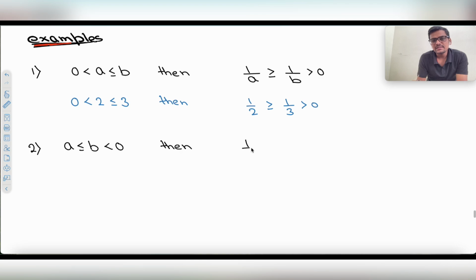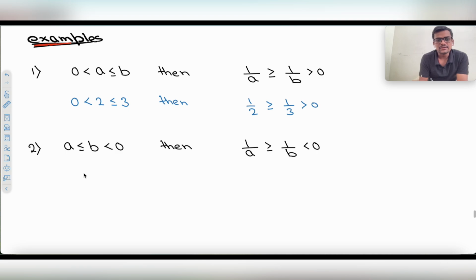Then what will be the inequality in 1 by A and 1 by B? See, this reciprocal function is strictly decreasing in the negative domain also. That's why the inequality will change to greater than or equal to here also. But because A and B are negative, its reciprocal is also negative, meaning 1 by B is negative and 1 by A is negative. So hope you understood this one, right?